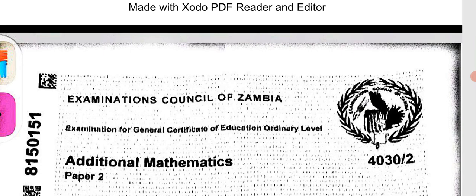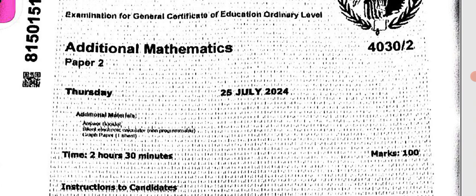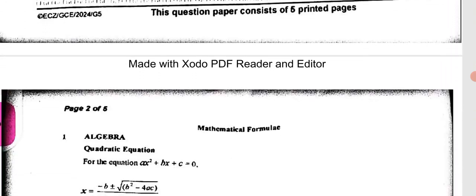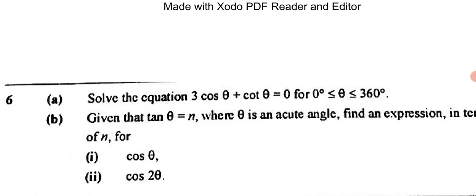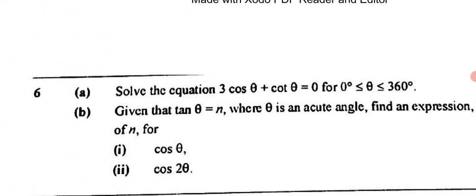This video is a continuation from where we left off, answering the 2024 Paper 2 GCE Additional Mathematics. This one carries 100 marks and the time duration is 2 hours 30 minutes. As we can see, the formula list is there, and then we continue with question 6a.